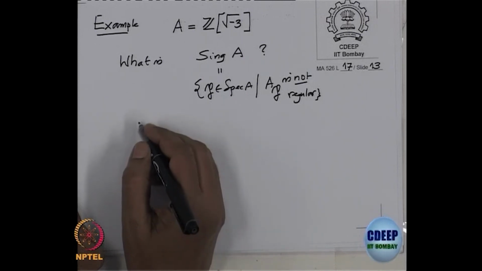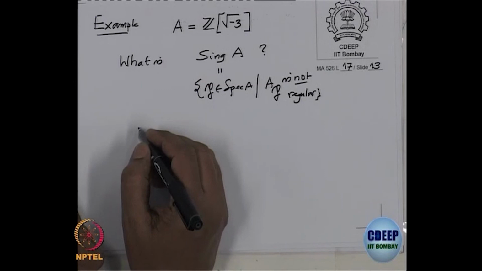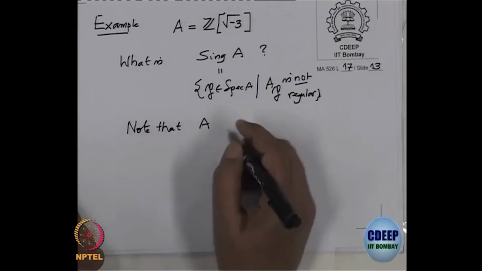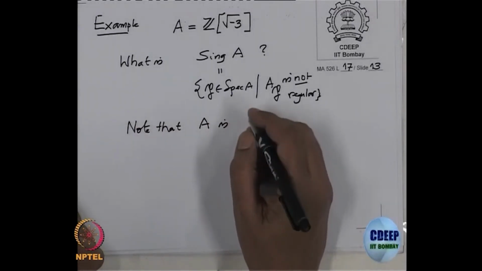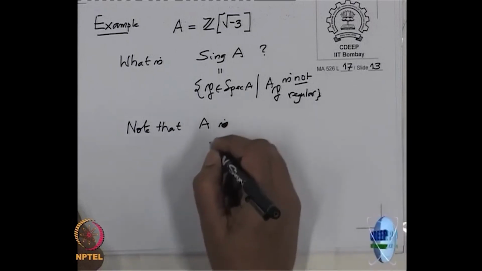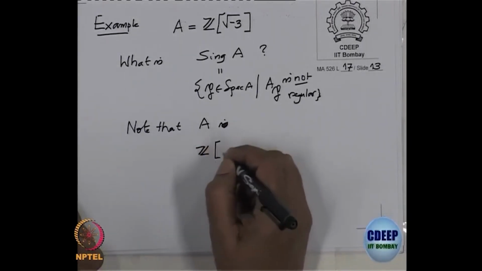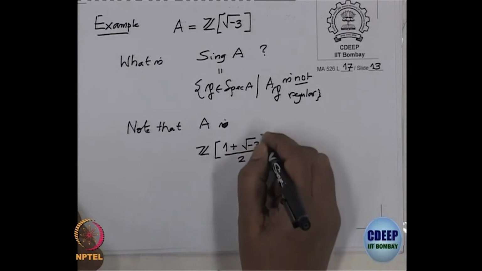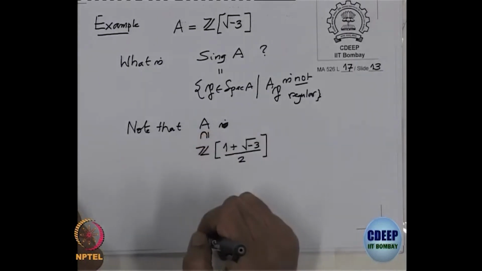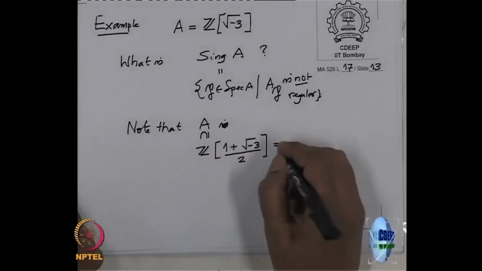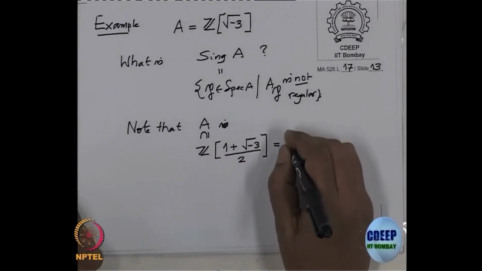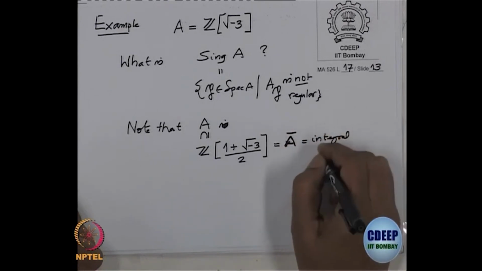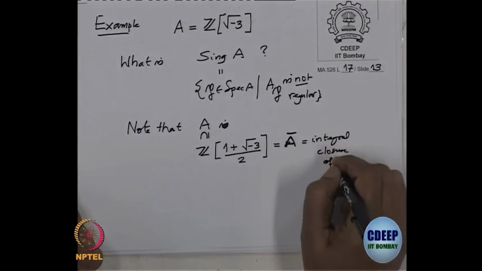handy is, note that this ring A is contained in Z[(1 plus minus square root minus 3) divided by 2]. Why is this thing important? This is precisely the normalization. This is A bar. This is the integral closure of A in its quotient field.